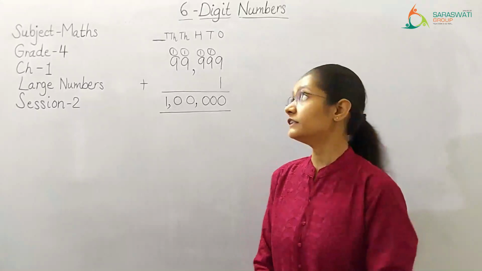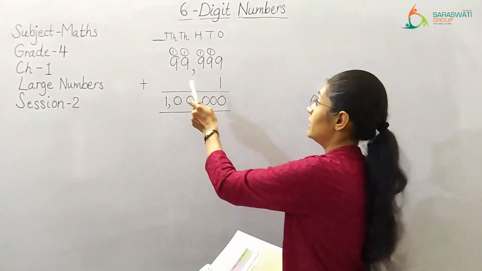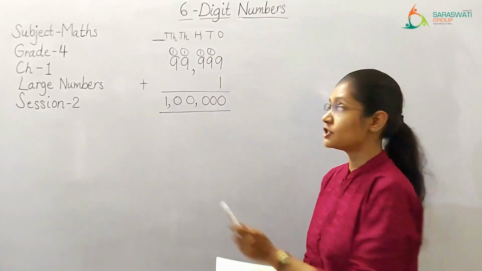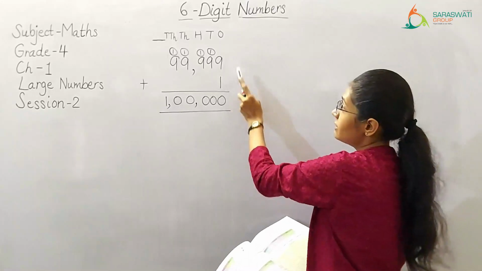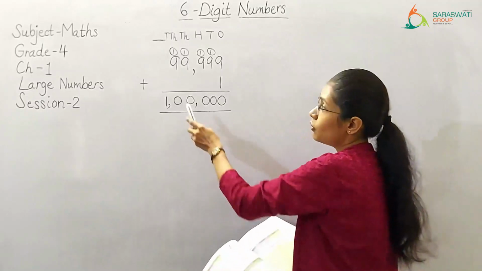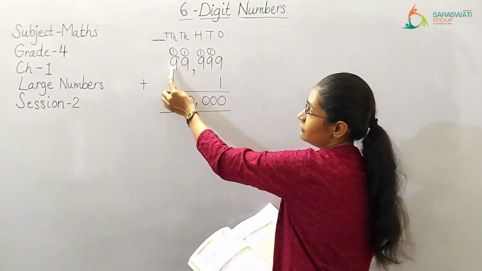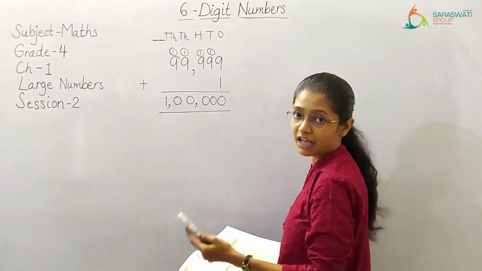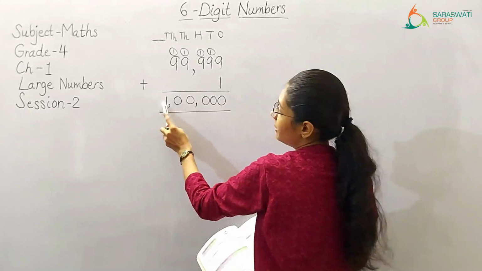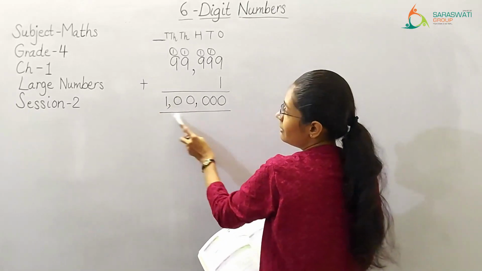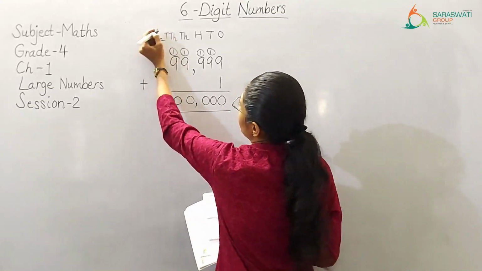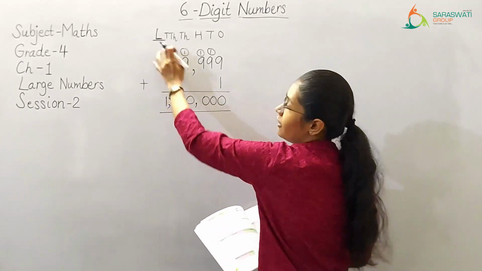Now let us study about 6-digit numbers. So, the number 99,999 is the greatest 5-digit number. Now, adding 1 to this greatest 5-digit number, we get the smallest 6-digit number. So, over here, when we add 9 10,000s and 1 10,000, we get 10 10,000s. So, here we will write 0 exactly under the 10,000s column and 1 exactly at the 6th place from the right side. And this place is known as lakhs place. So, we show it as L for lakhs.